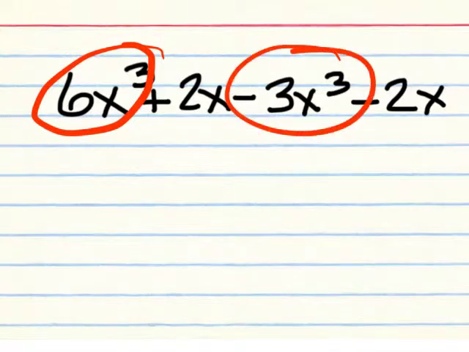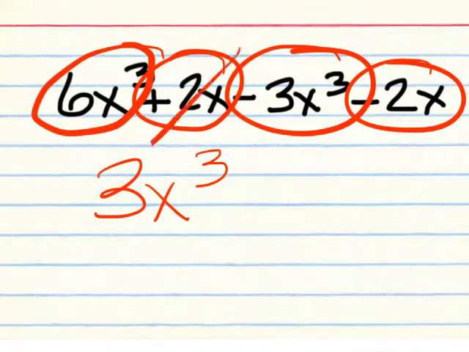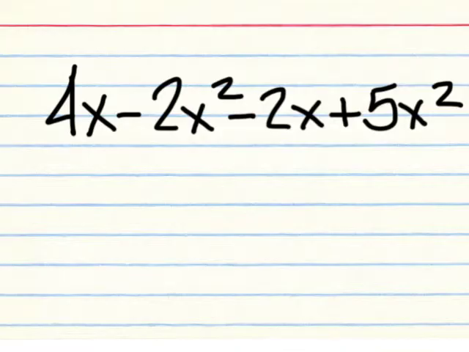6x to the third minus 3x to the third, that would be 3x to the third. And then 2x minus 2x is 0. No need to write anything. Do not write 0x for any answer. If they cancel out, they're just gone. Drop this one off.